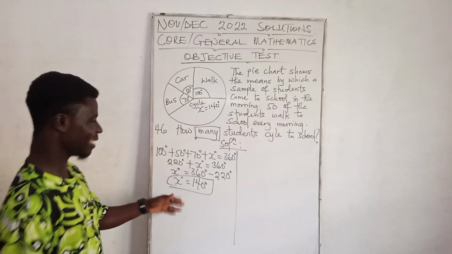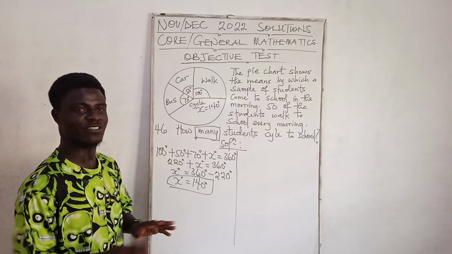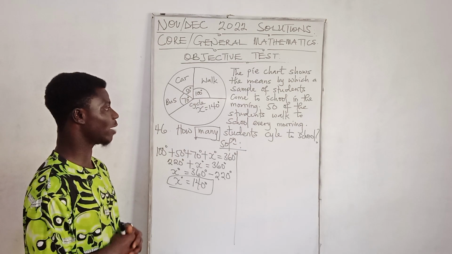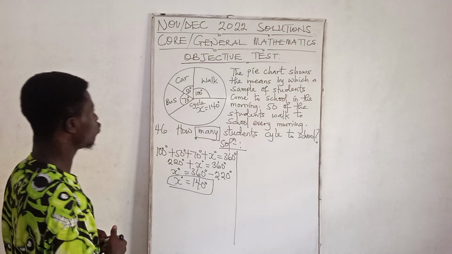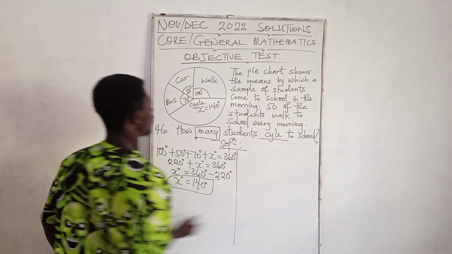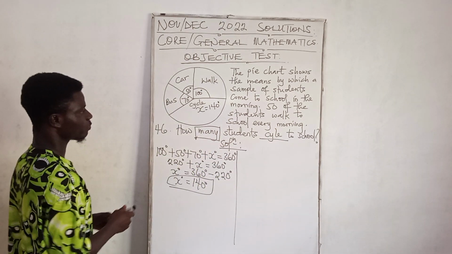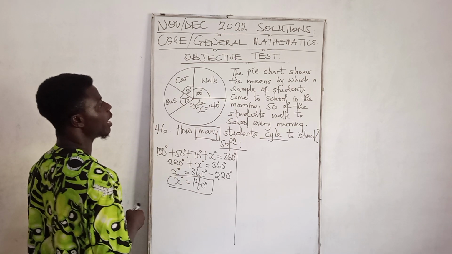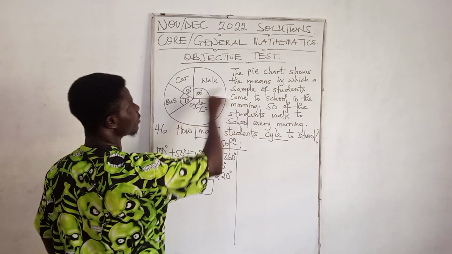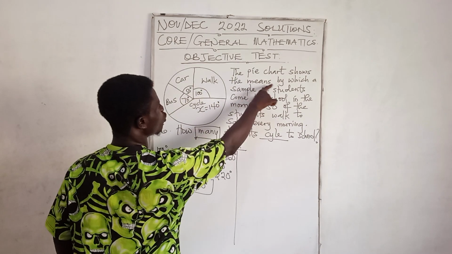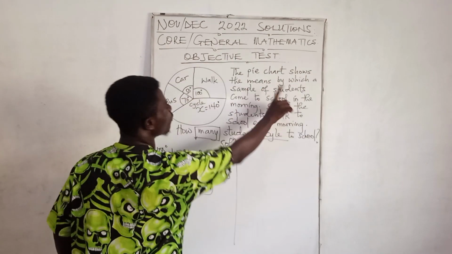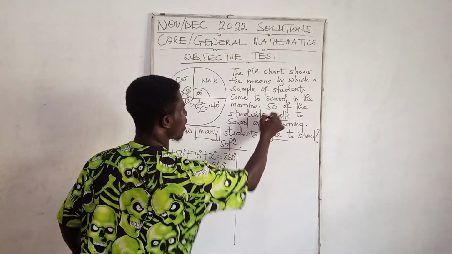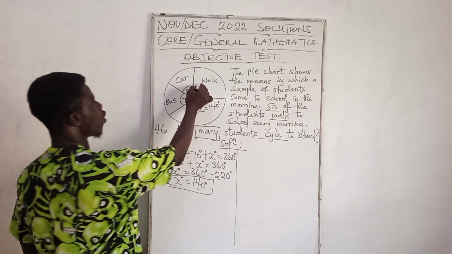So the angle for cycle is 140 degrees. But this is not what we are interested in. Instead, we should find the number of students who cycle to school. Let's read the information given on the pie chart again. The pie chart shows the means by which a sample of students come to school in the morning. 50 of the students walk.